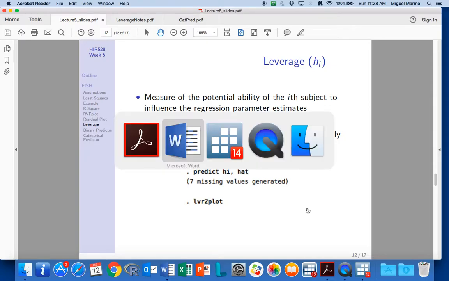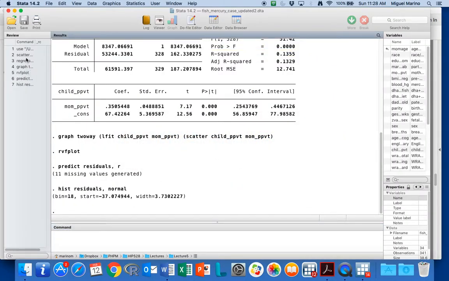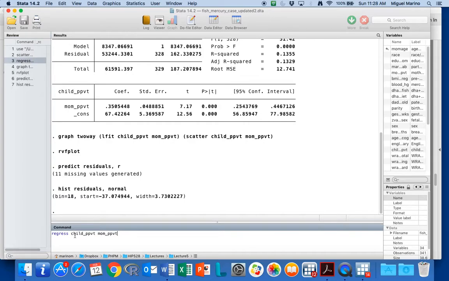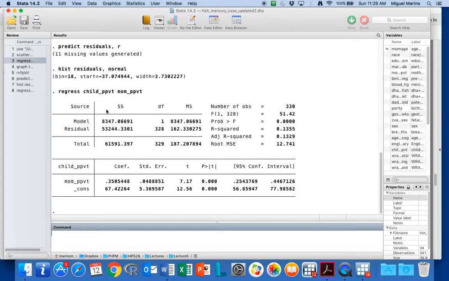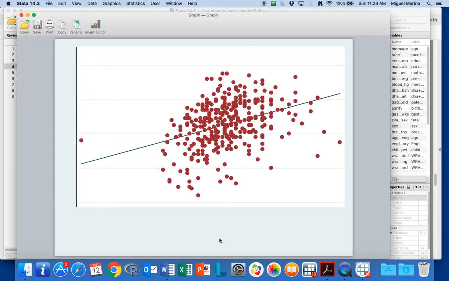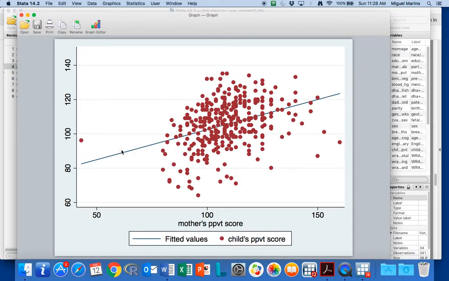Okay, so how do we do this in Stata? Again, let's consider this regression of child PPVT and mom PPVT. Assuming you had already gone through your residuals and histograms and everything looks good, you're concerned about that one observation there. Let's go back to this figure. Ignore this value here: it's within the bulk of y, and it's outside the bulk of x. So this can be problematic.